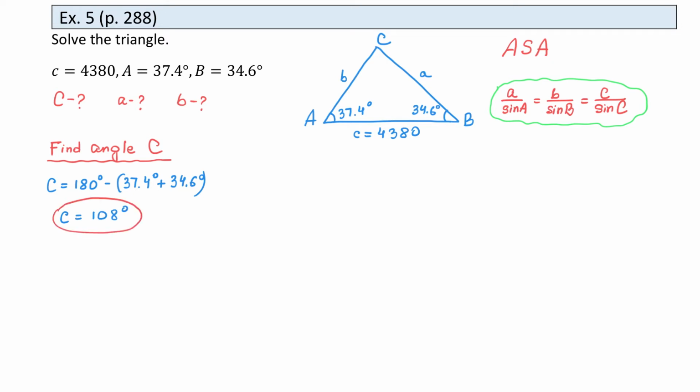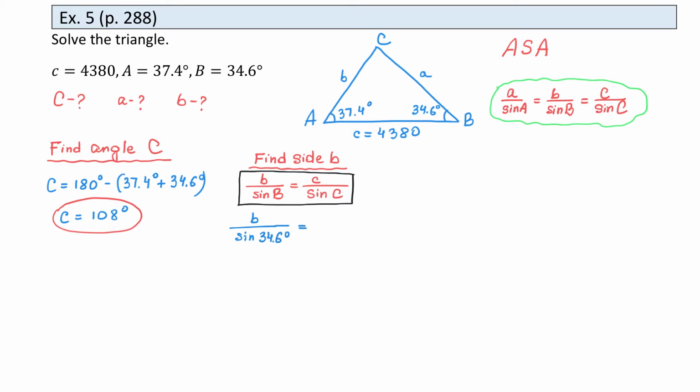Once we know angle C, one fraction that we will use for sure will be the last one, because in this one we know side C and we know angle C. So if we want to find side B, then we will use this fraction and the last one. So B over sine of B equals C over sine of C. Then B over sine of 34.6 degrees equals, in place of C we will write 4,380 over sine of 108 degrees, because we just found that C is 108 degrees.